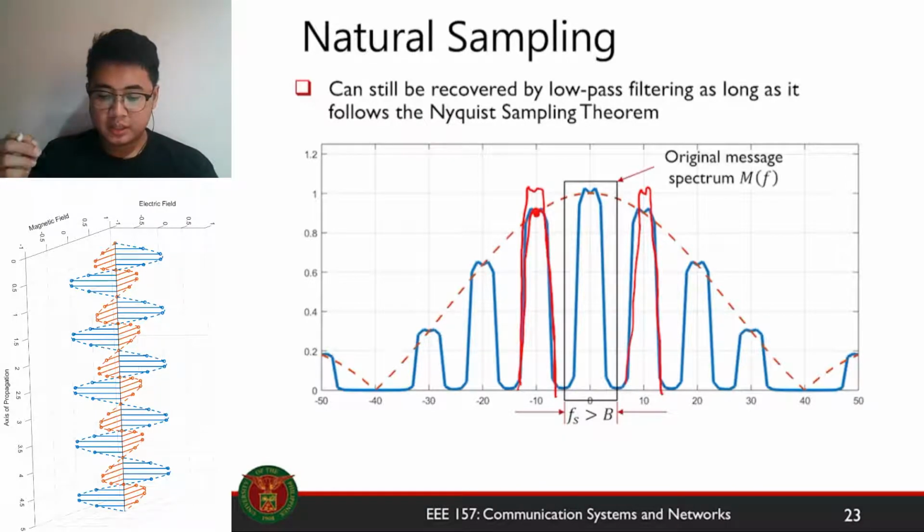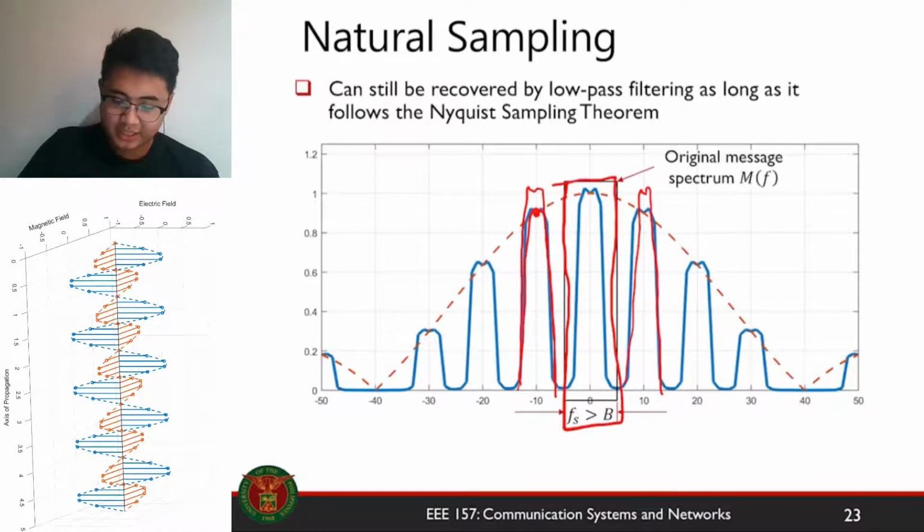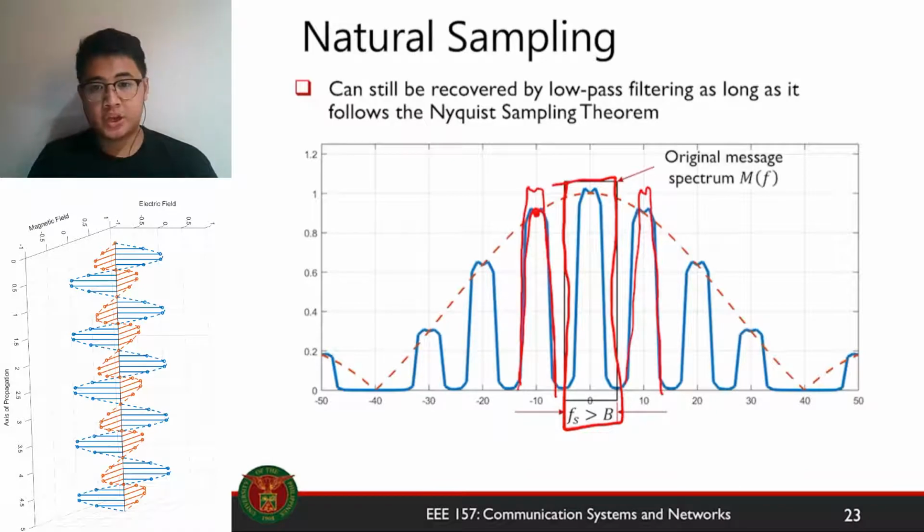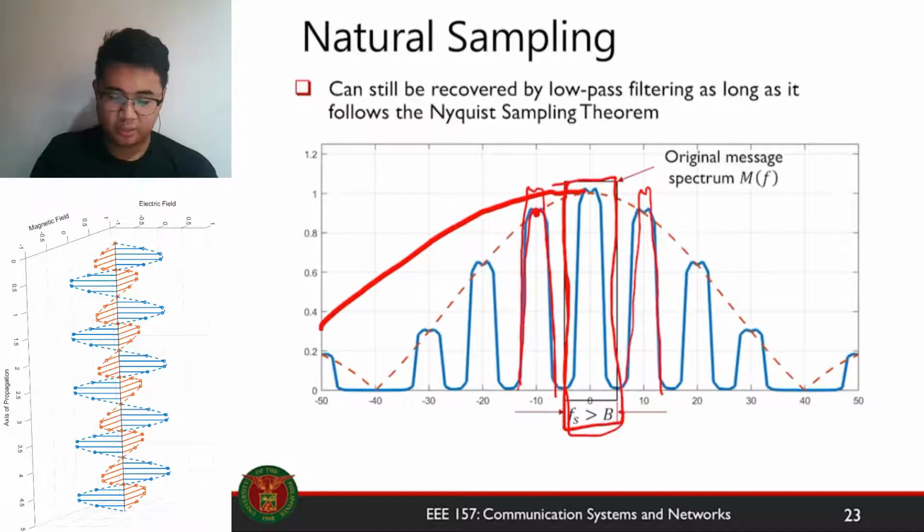The original message is still located at the middle of the spectrum. And you can easily recover a naturally sampled signal by using a low-pass filter. So if you want to separate the aliases or the replicas away from each other, then you use a smaller sampling rate. Okay? A smaller sampling rate would mean that your sinc function will also be wider.